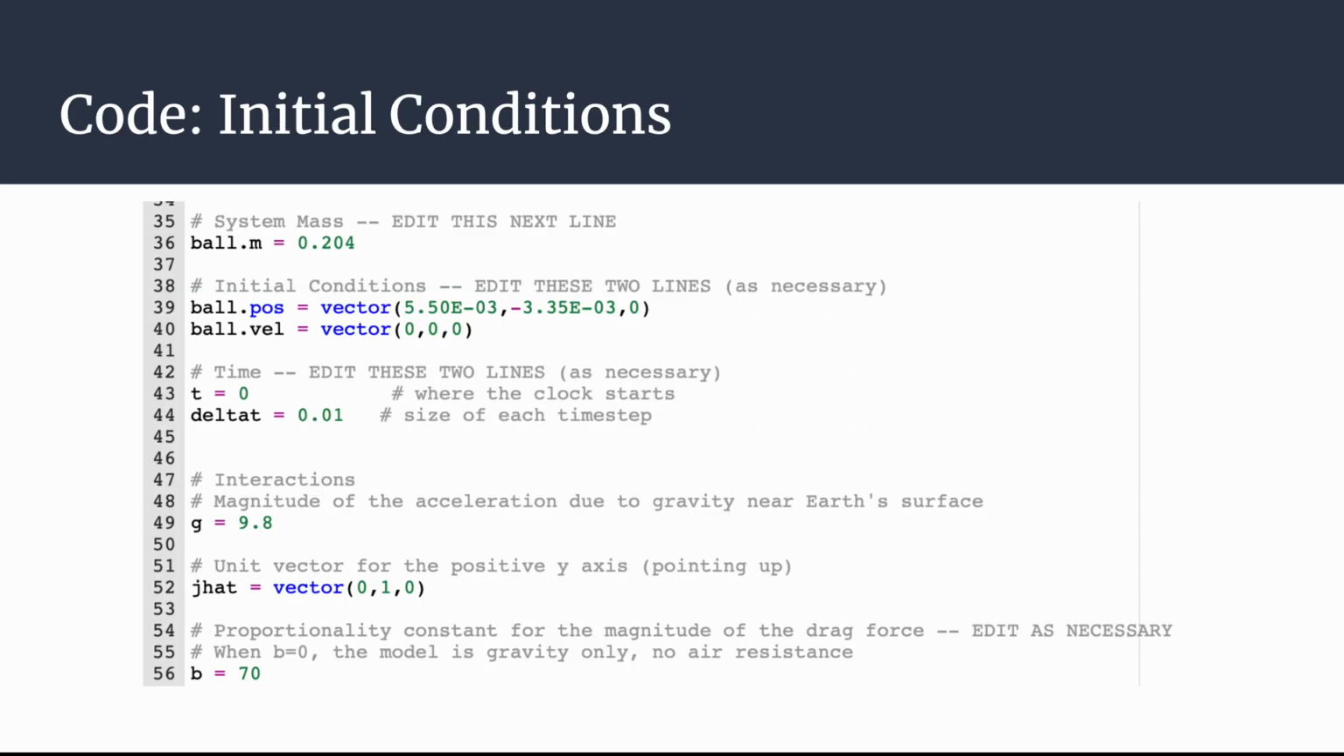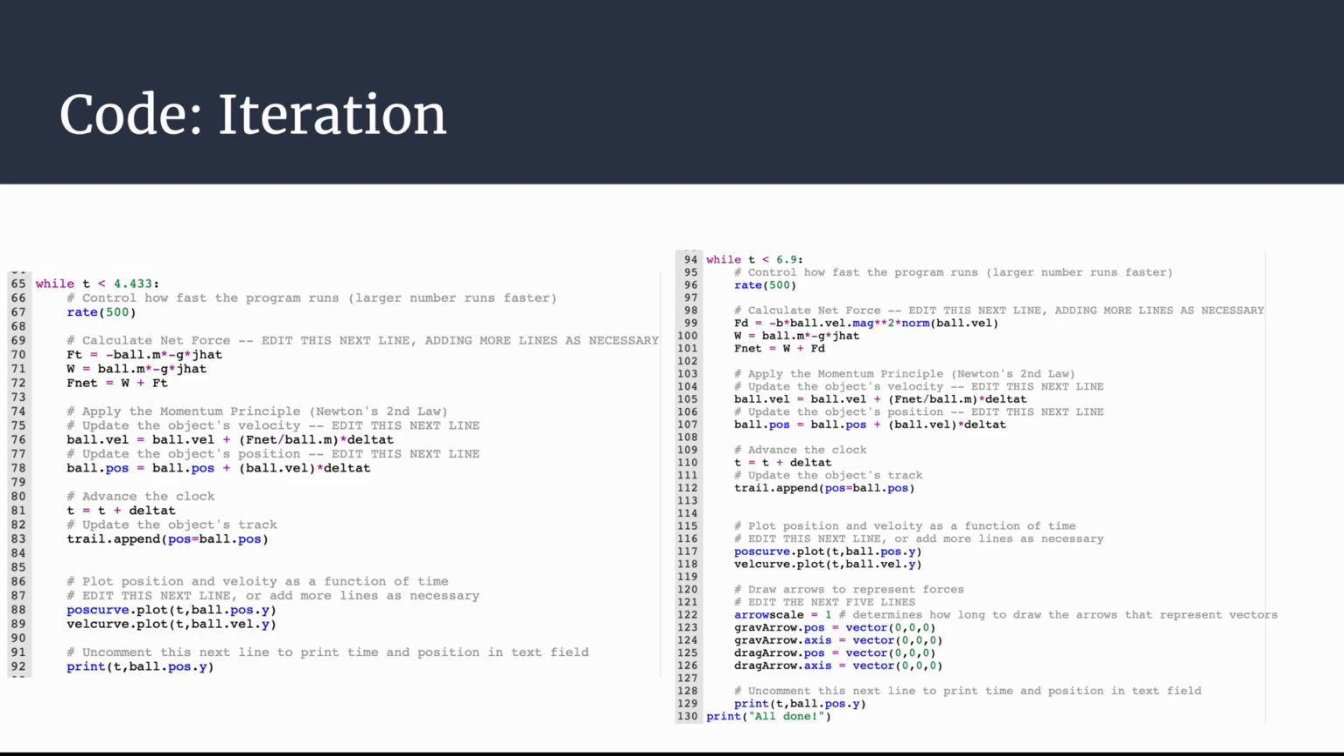For my code, again, here are the initial conditions, same mass, velocity, and position. I put in the gravitational force, and there was my estimate for the drag force constant, b equals 70. Then here are my iterations. On the left is my first one. We said that F net equals W plus force of tension. We have the velocity and position update formulas. On the right, very similar, F net equals W plus F D, and then again the velocity and position update formulas.